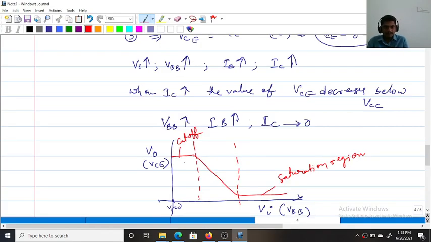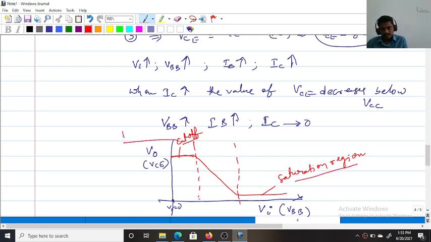Here the output voltage is not responding when the input voltage changes. This is said to be the cut-off region. Here also, whenever we change the input voltage, the output is not changing. So the output voltage is not responding to the input voltage in two different regions. This is said to be the cut-off region, and this is said to be the saturation region.